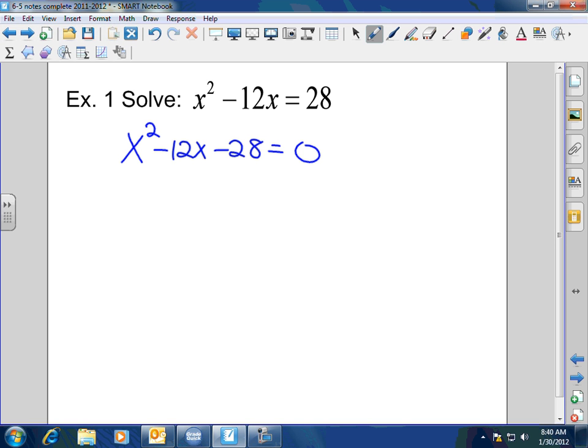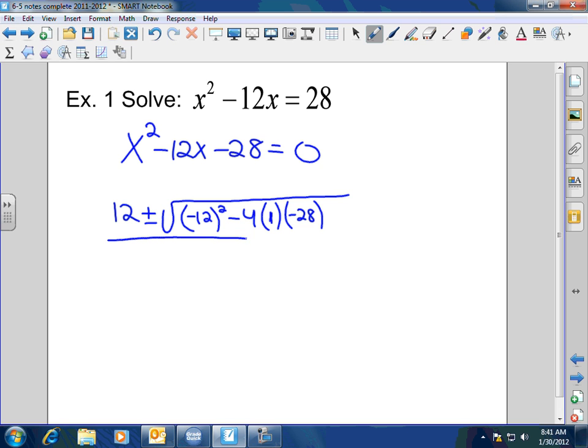So we cannot factor this. I want to use the quadratic formula. So negative b, so that'd be a positive 12, plus or minus the square root of b, which is negative 12, squared, minus 4 times a times c, divided by 2a. Negative b plus or minus the square root of b squared minus 4 times a times c divided by 2 times a.